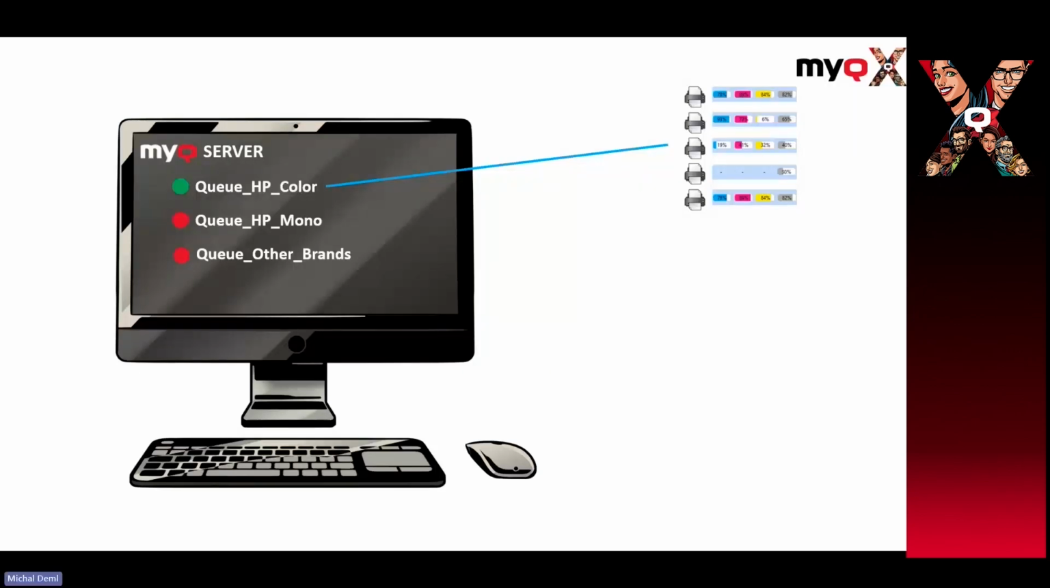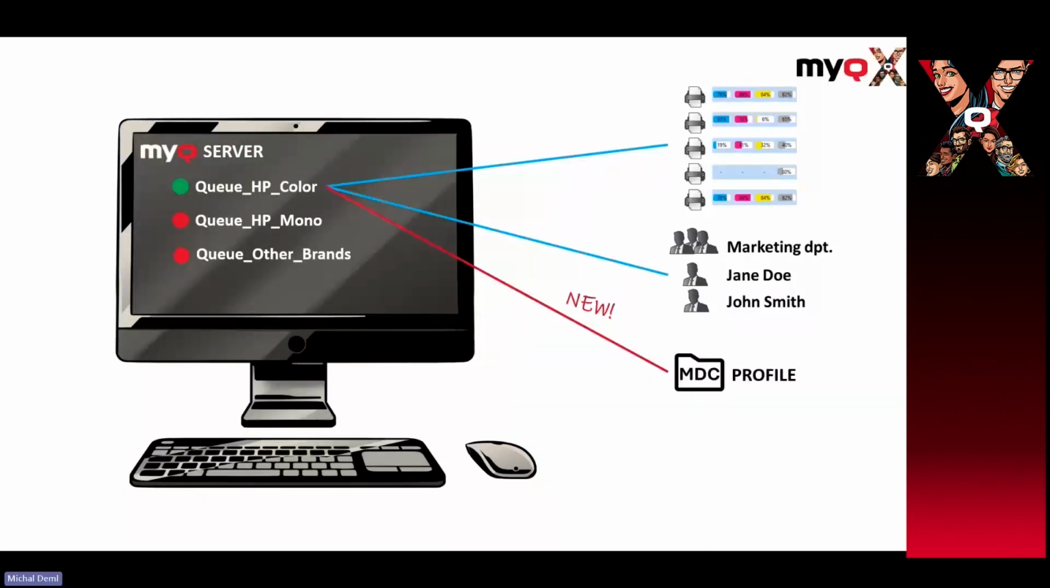It also means a definition of the users or user groups who have access to that printing queue, which, as of now, was a standard part of any MyQ version. What is new in 10.2 is that a queue can contain one more thing, and that's the MDC profile. We'll speak about it in more detail as I go on. Just now, a few things this MDC profile can contain.